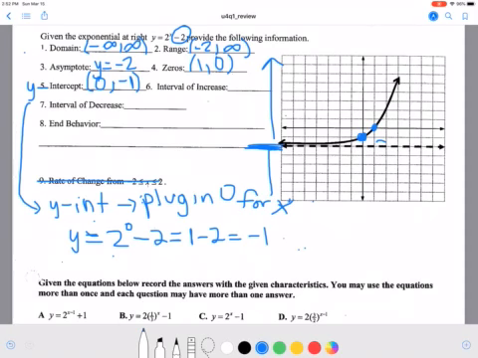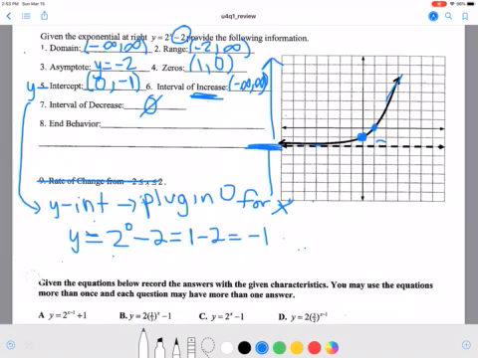Interval of increase, interval of decrease, remember, one or the other, not both. This one, as we read from left to right, it's going up, right? It's increasing. So we have an interval of increase. That interval is going to be from, you guessed it, negative infinity to positive infinity. Remember, our intervals are always going to be that, because it's always doing the same thing. It's either always increasing or always decreasing. Okay? Even when it flattens out and it looks like it's only increasing by a little bit, it's still increasing. Interval of decrease, none. Remember, we can only have one or the other.